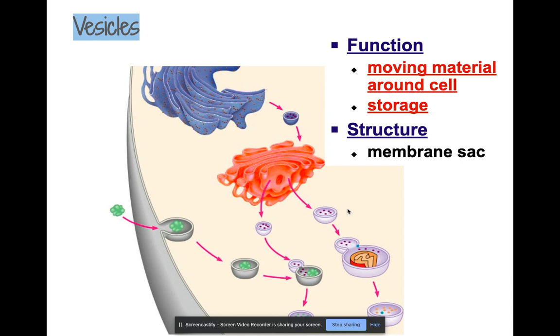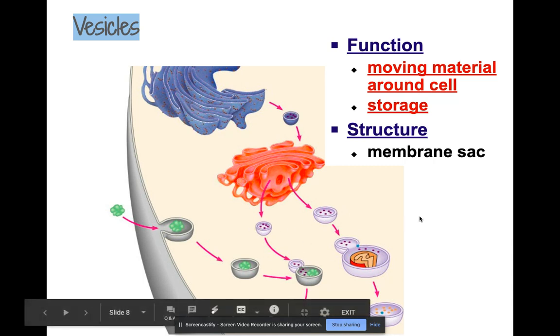We also have what are called vesicles, and vesicles are responsible for moving materials around the cell for storage. They're made up of these membrane-bound sacs that either come from the ER or from the Golgi. So these here are our vesicles.